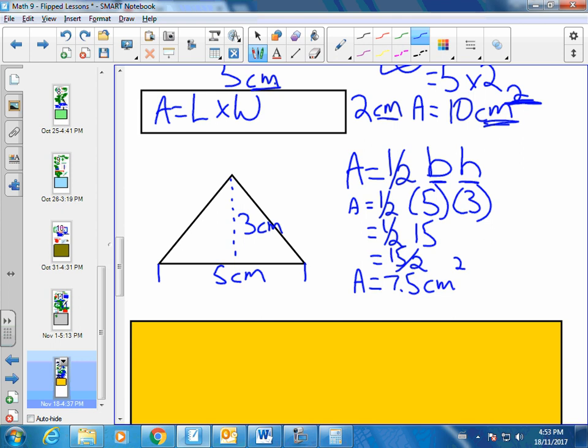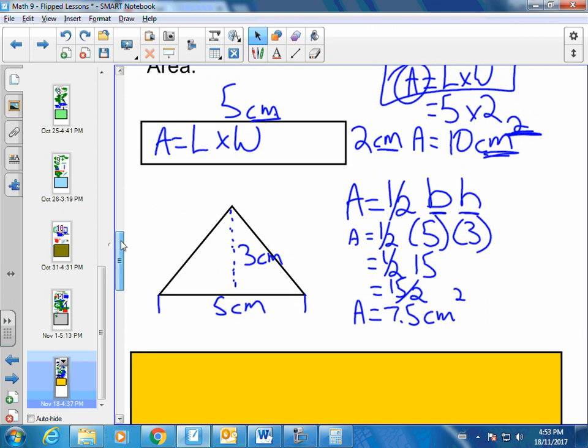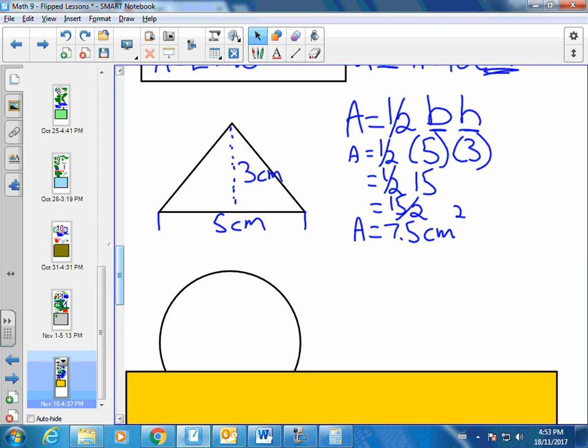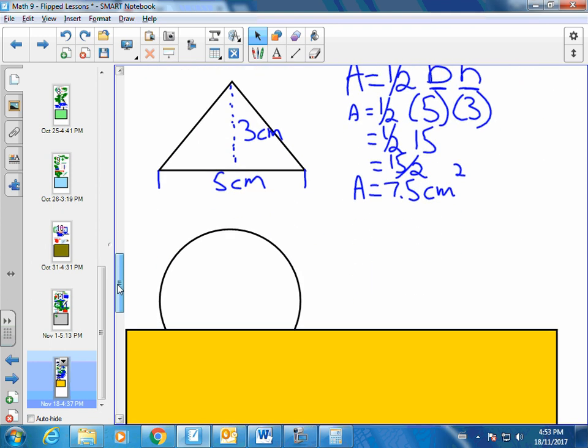Very simple, very easy. As long as I know my measurements for the triangles, this is a pretty straightforward formula to follow. Okay. And the very last one we're going to need is the area of a circle.